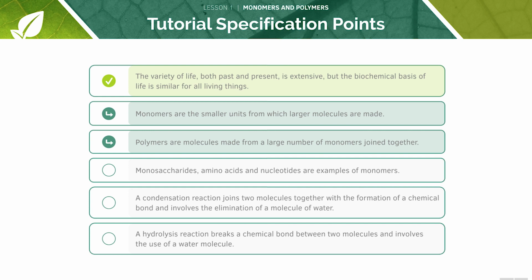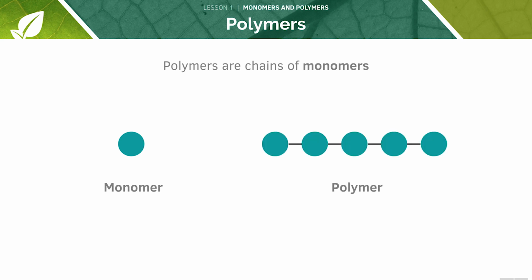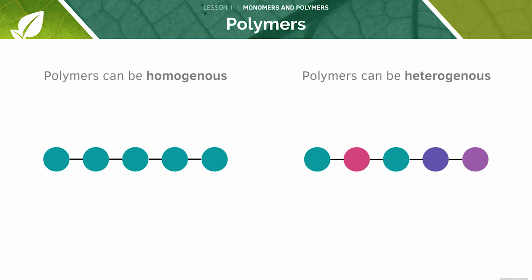Now let's look at monomers and polymers in some more detail. Polymers are simply very large, long, and complex molecules which consist of smaller and simpler monomers strung together in a chain. Here is one monomer on its own. And here is a polymer. Polymers can be homogeneous, meaning that all of their monomers are the same, or heterogeneous, meaning that their monomeric subunits are different.